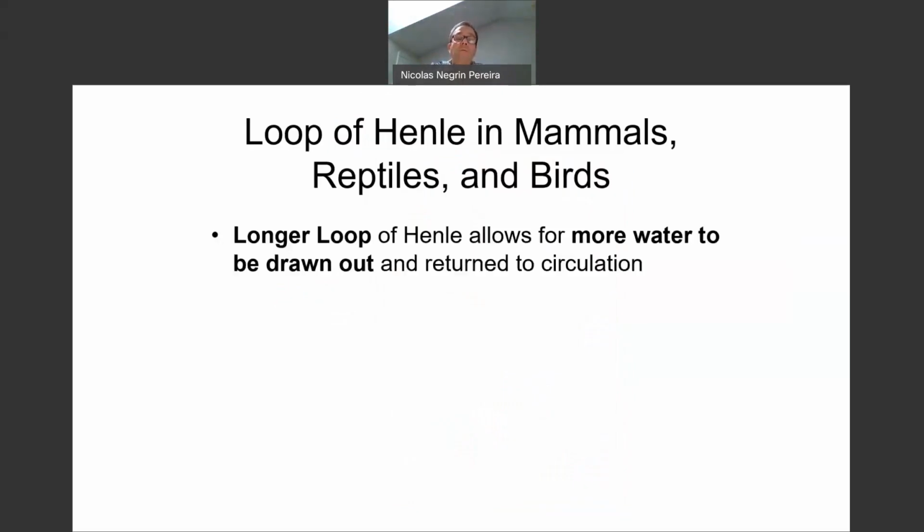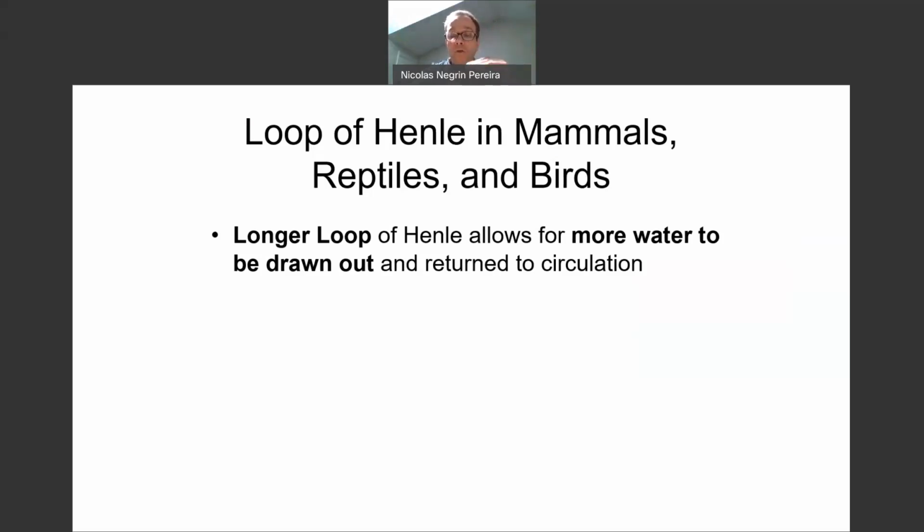So how does the loop of Henle actually change in mammals between species according to the environment where they live in? Well, as we saw in the previous diagram, the longer the loop of Henle, the higher the gradient of osmotic pressure we will have in the kidney. And of course, the higher the gradient, that means that more water can actually be absorbed.